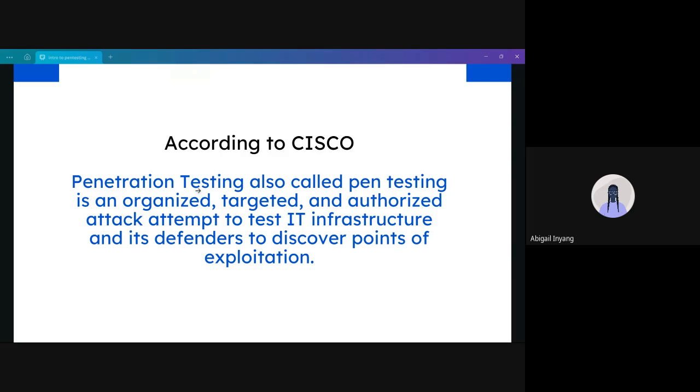So pen testing, you're looking for ways you can get access to the IT infrastructures, get past the defenders, the different security controls that have been put in place in that organization. You're going to look for ways to bypass them, exploit those vulnerabilities, and then help the organizations understand how weak they are. So the goal of a pen test is to help organizations understand how weak they are.